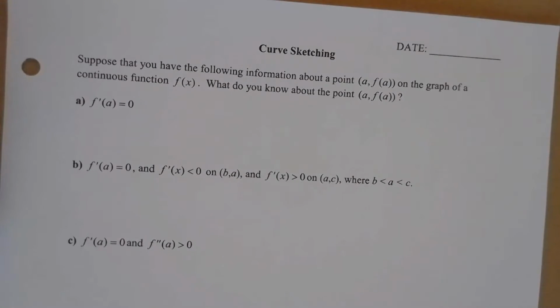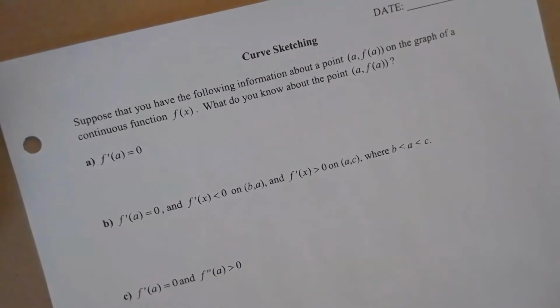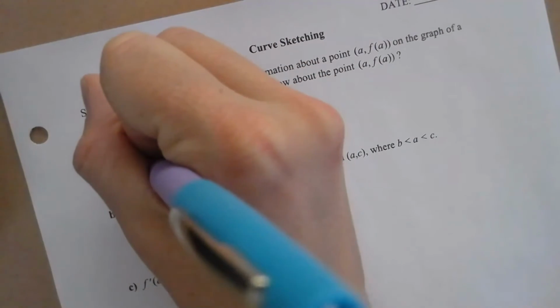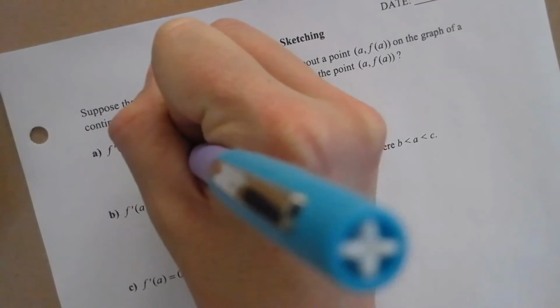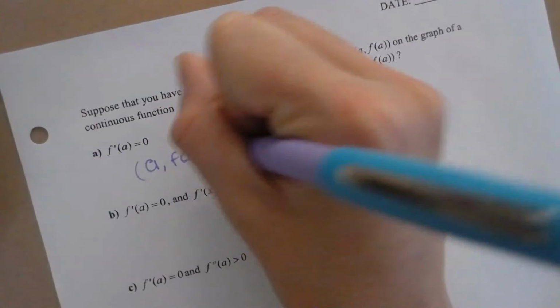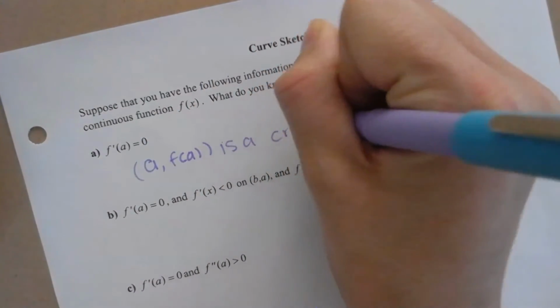Critical point. Exactly. It is not an extrema. It is by definition a critical point. You cannot say that it is an extrema without a change in sign. So we could say that the point, well, that's what the definition of a critical point is. So f of A is a critical point by definition.